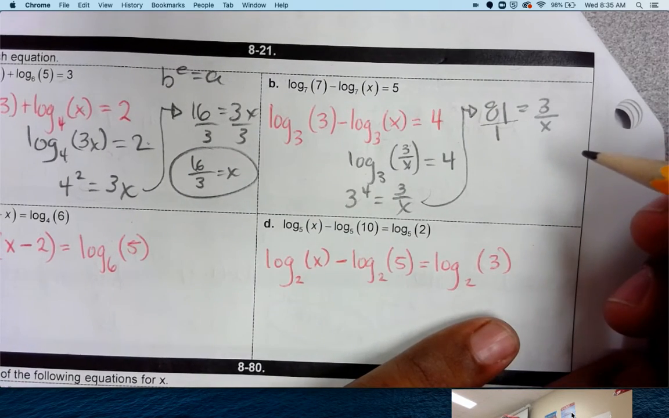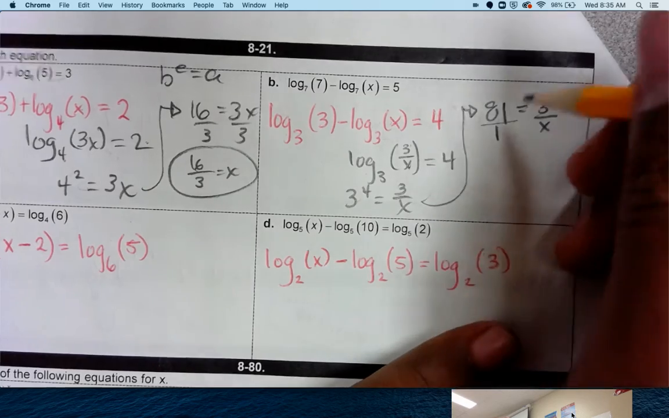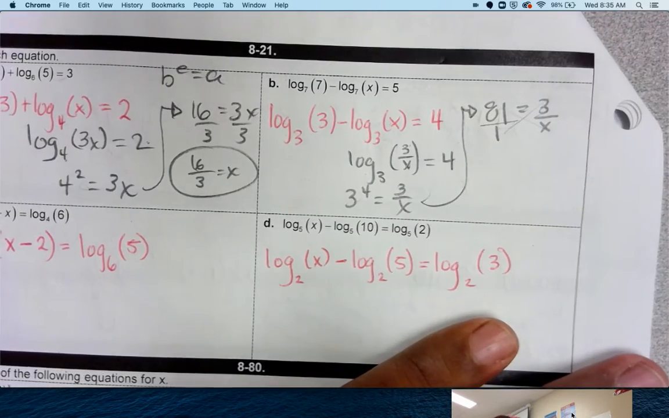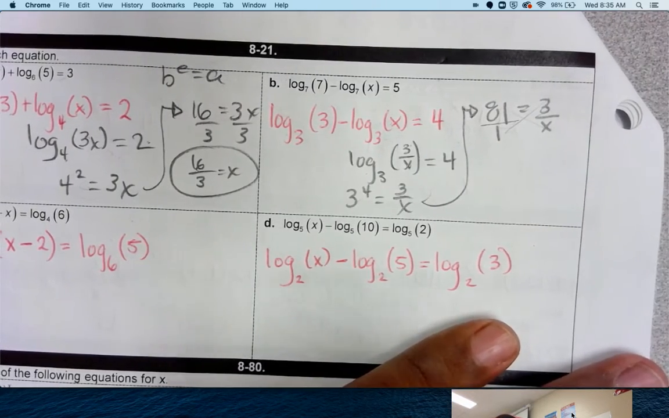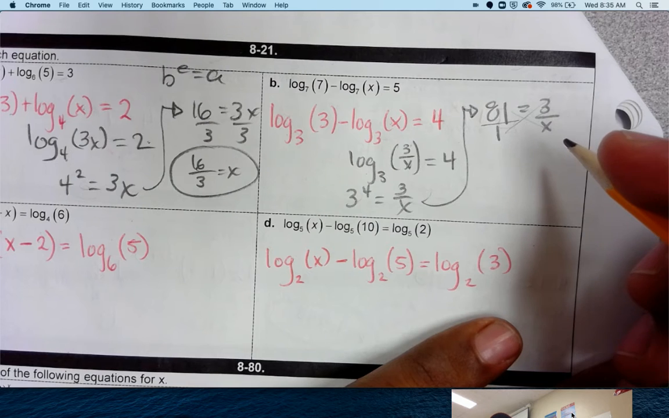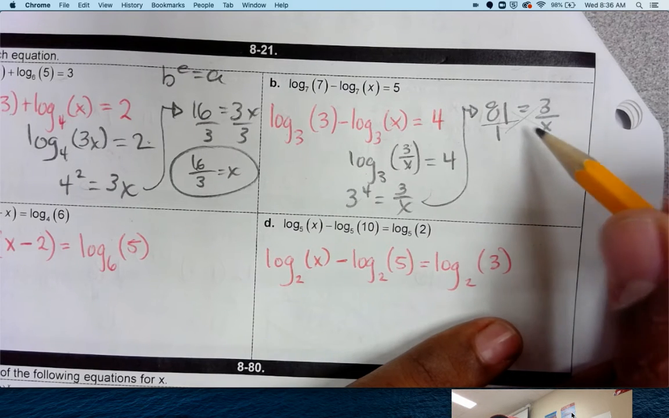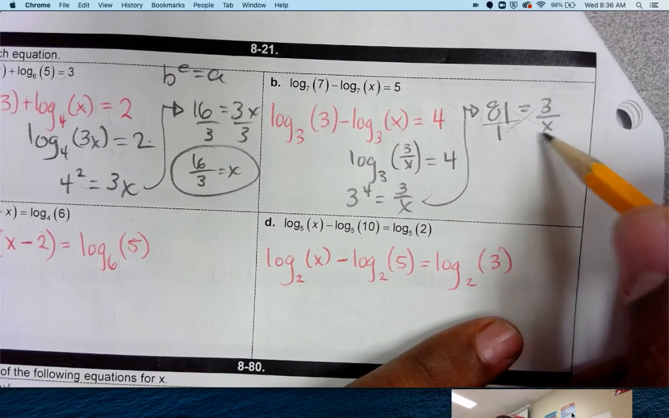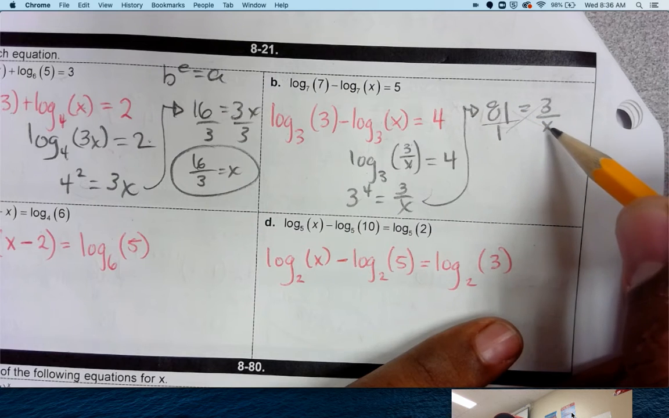And the nice thing about cross multiplication is I can just cross multiply here, and then divide by 81 would be my next step. The other nice trick about cross multiplication is that I can switch numbers. So if I'm multiplying these two, I can actually switch the two, and it's still going to be equal.